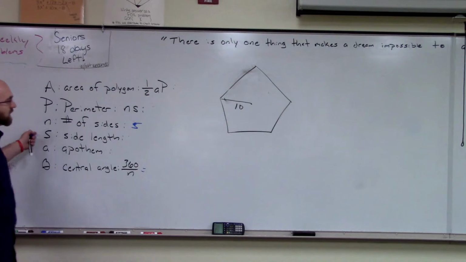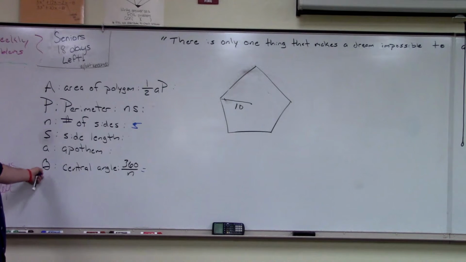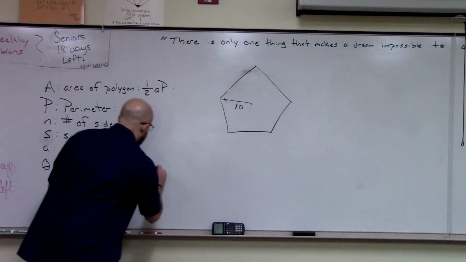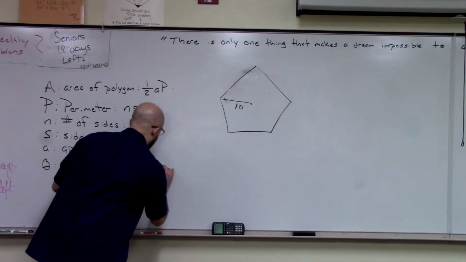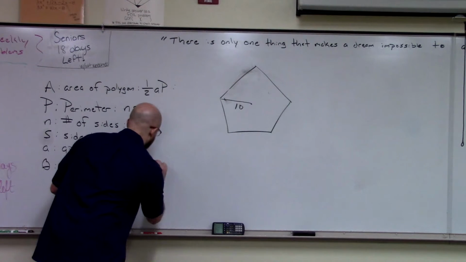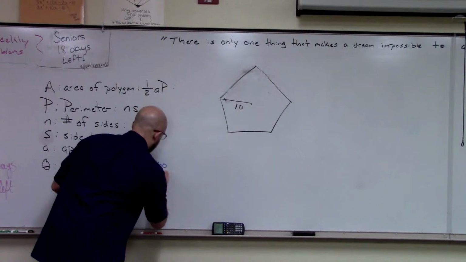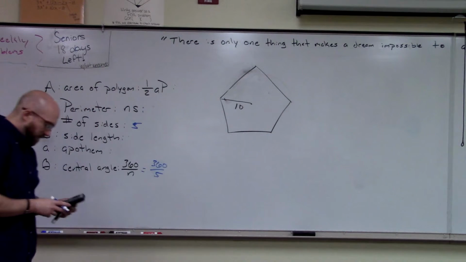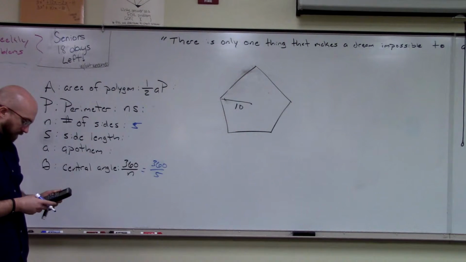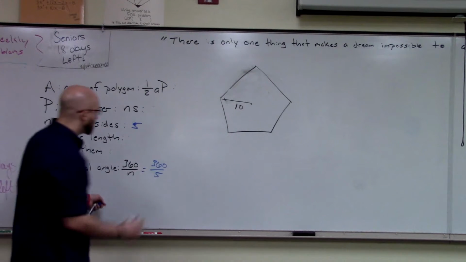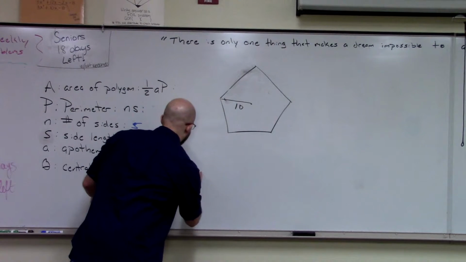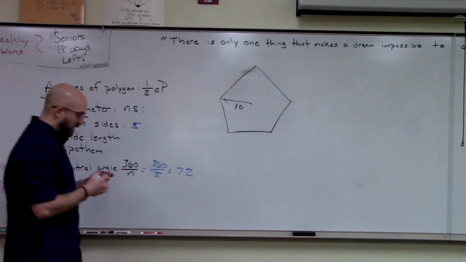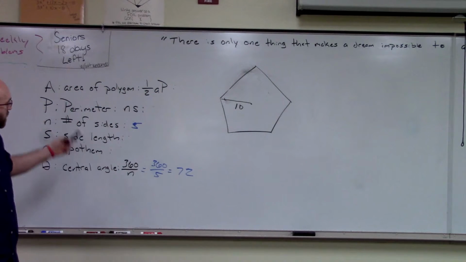We don't have side length, we don't have the apothem, but we do have our central angle, 360 divided by 5, so 72. Alright, so that's what we have.